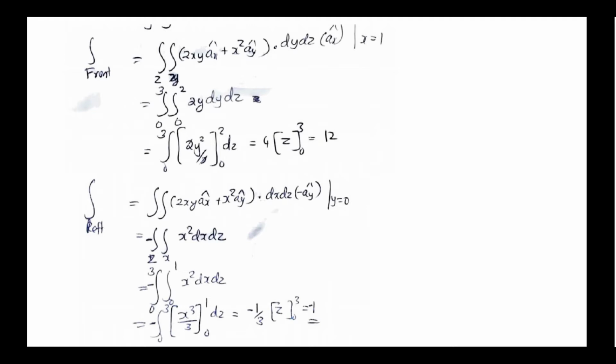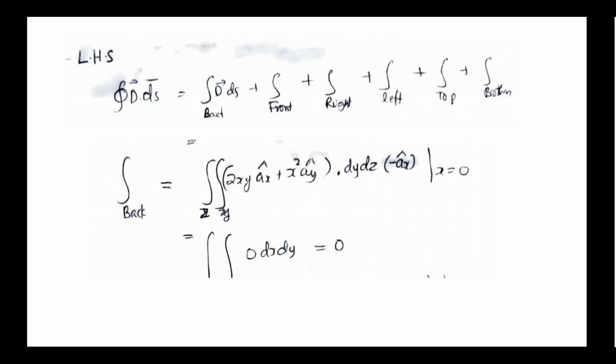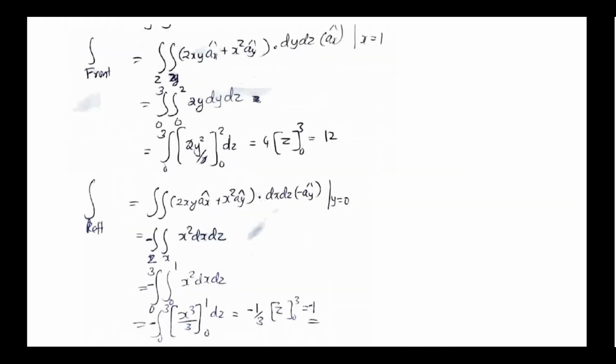Now coming to the front side, evaluating the front integral will be the same: 2xy ax cap plus x square ay cap, dotted with dy dz ax cap, since it is the front plane. In the previous one it was minus dy dz ax cap, now it is dy dz ax cap. We studied this: when we want the x component, the other two components will be the differential elements. So you have to substitute x equal to 1 here. If you substitute, you will get 2y, and only ax dot ax will be there, ax dot ay will be 0. So you have 2y dy dz.